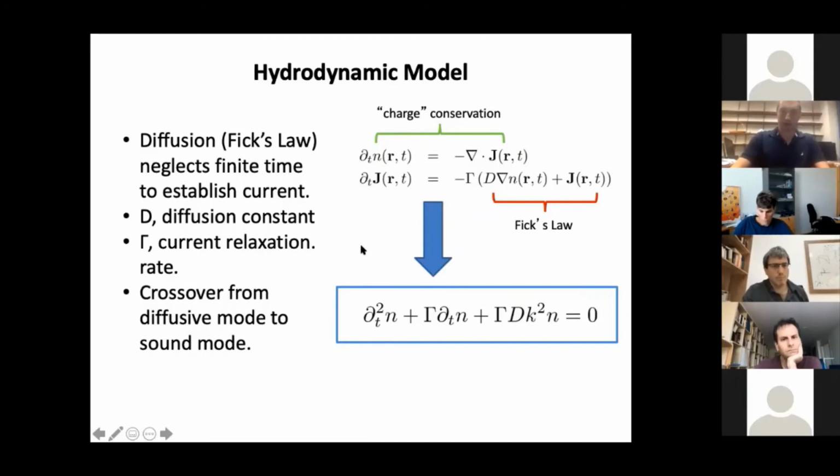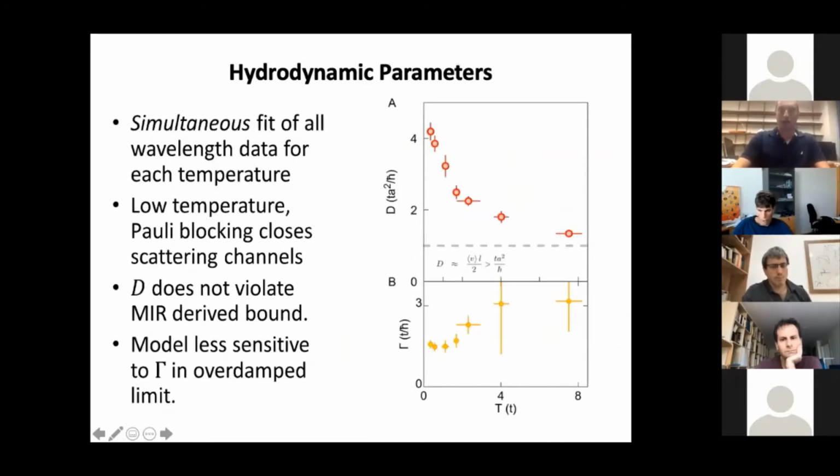Okay. So now we want to study the dependence of these quantities on temperature, and that's what we see in these graphs. So the diffusivity as you lower the temperature goes up, and the current relaxation rate goes down. And that's what you would expect at low temperatures, because at low temperatures, the Pauli blocking starts to close the scattering channels, and so the diffusivity has to go up.